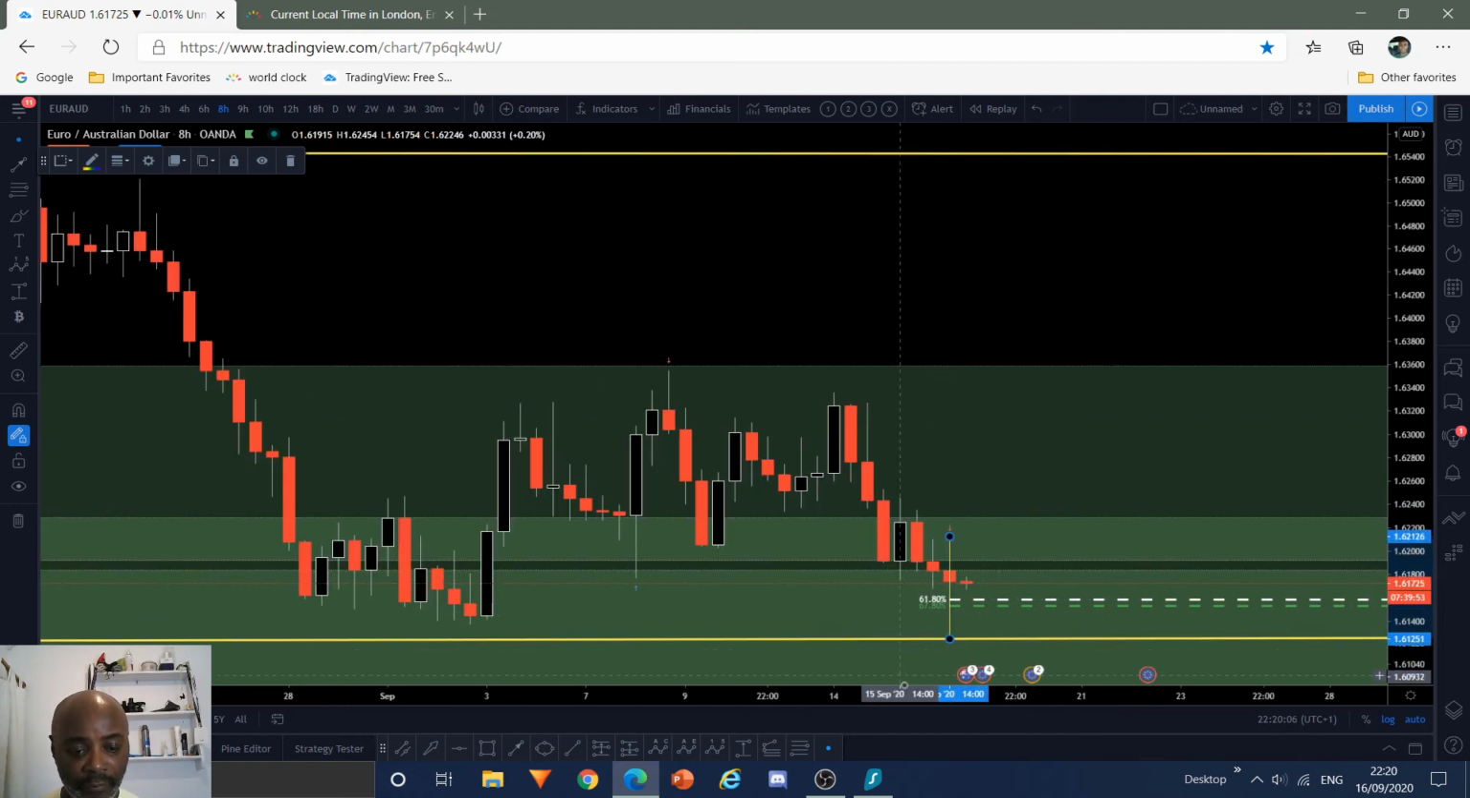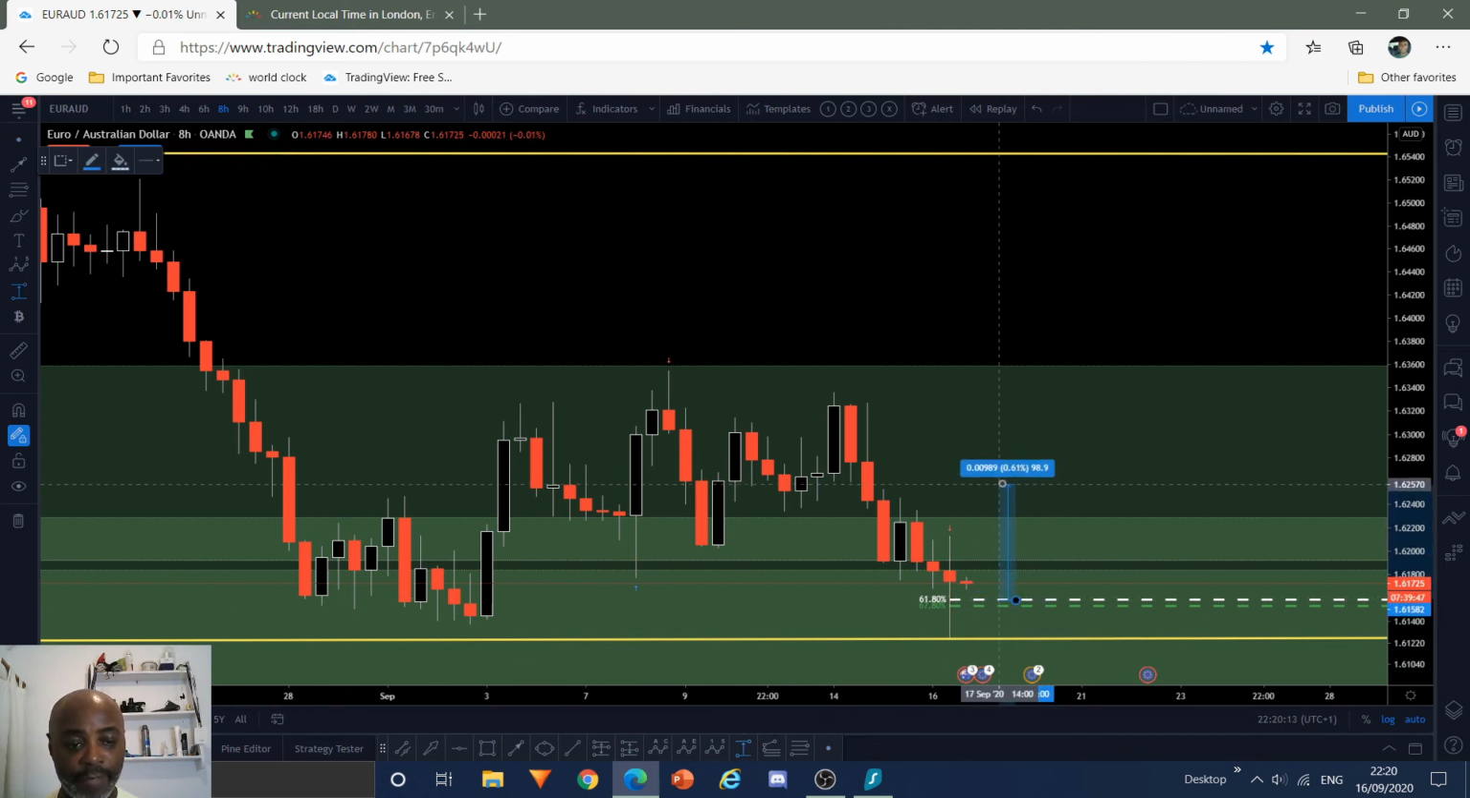Now, what's the potential in this trade? Well, let's have a look. I'm going to enter at the 618 if price goes down into the 618, and if price goes up into my target, look at that, 385 pips. That's well worth it.